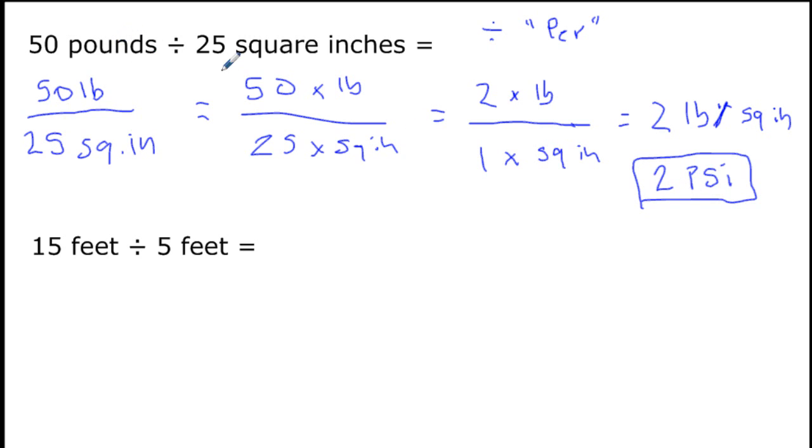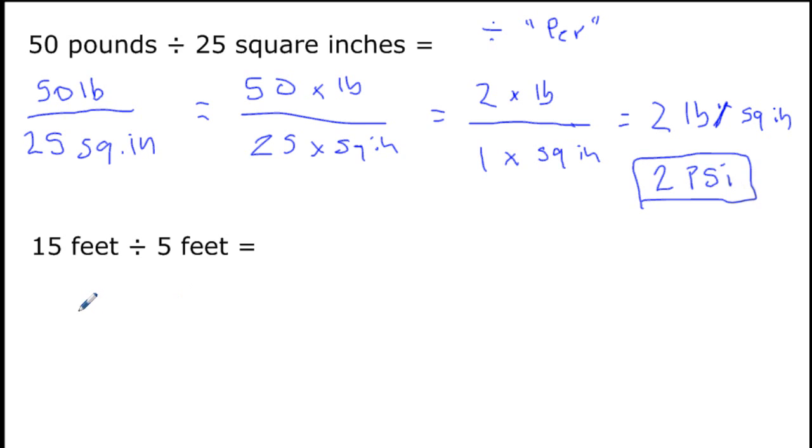So I've taken a weight, divided it by an area, and I've created a pressure. And you can think about that. That sort of makes sense. It's 50 pounds per 25 square inches, or you can think about this as a weight of 50 pounds distributed over an area of 25 square inches. So that surface area is experiencing a pressure of 2 pounds per square inch.